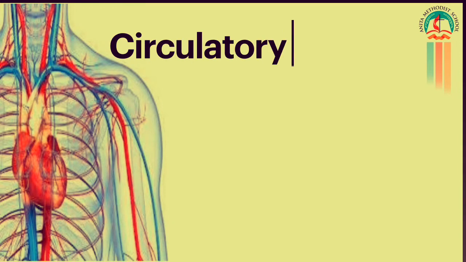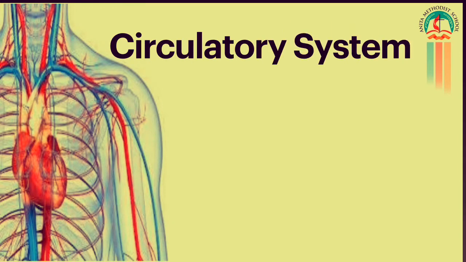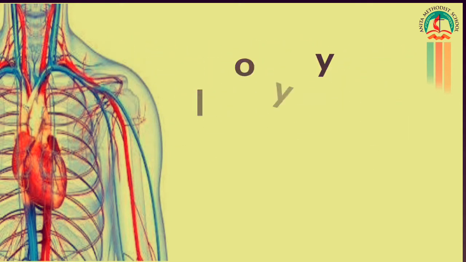Today our topic is about the circulatory system. Do you know what the circulatory system does? In the circulatory system, blood is circulated to transport oxygen and nutrition to every part of the body.